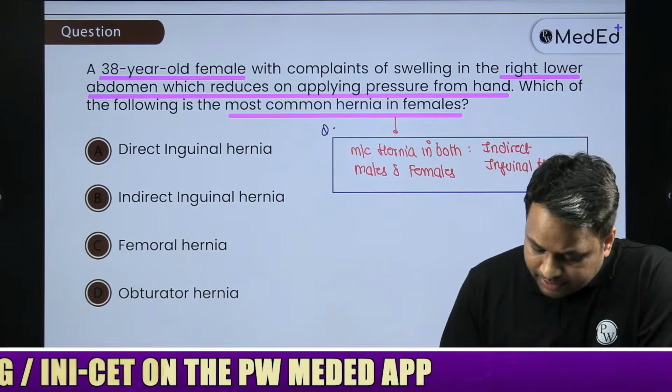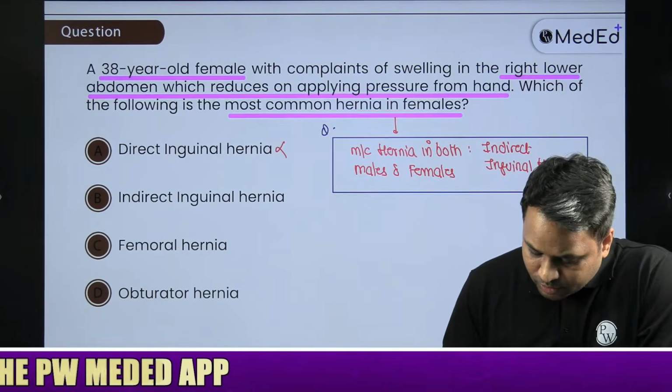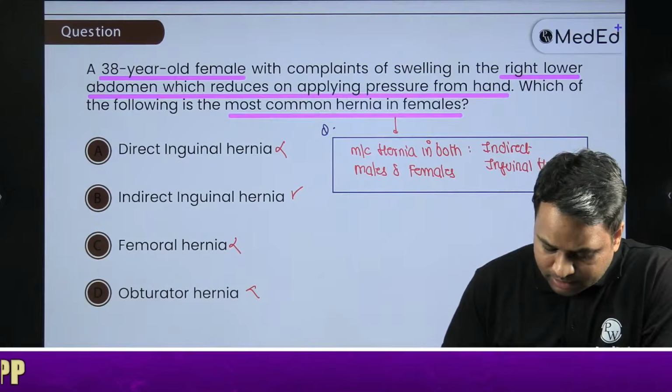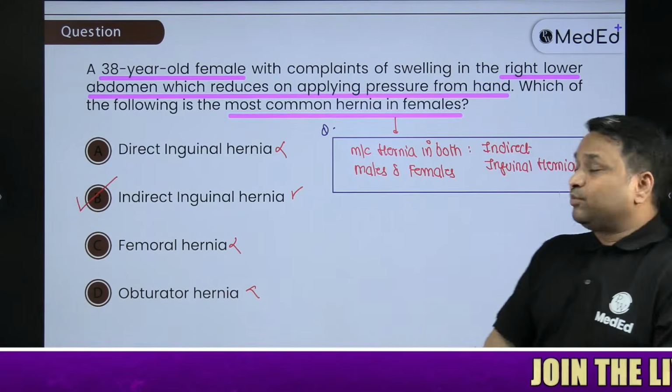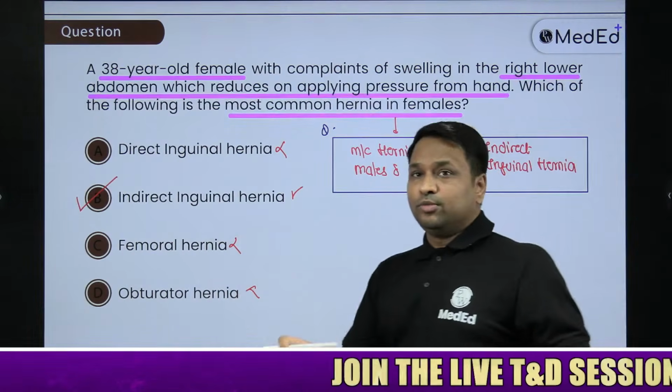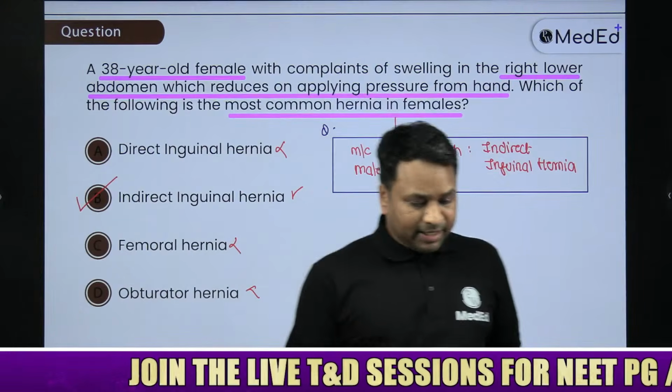It is not direct. It is going to be indirect, not femoral, not obturator. The answer is indirect inguinal hernia. Yes, femoral hernia is more common in females, but overall the most common in females is also going to be your indirect inguinal hernia.